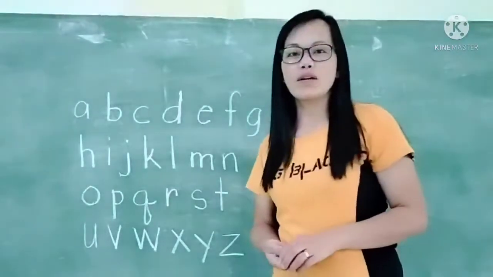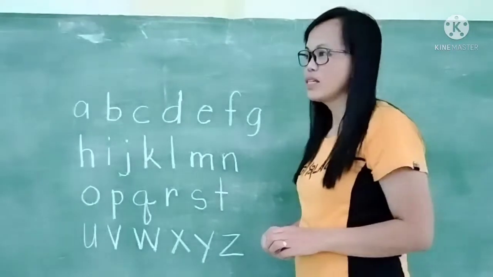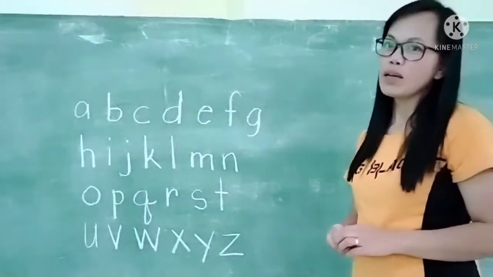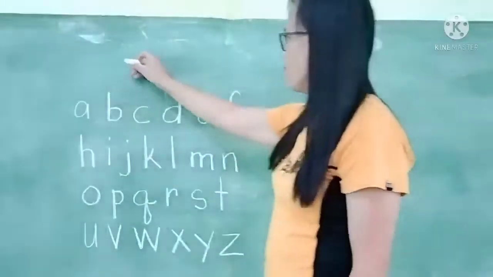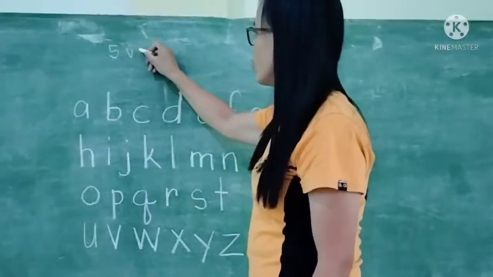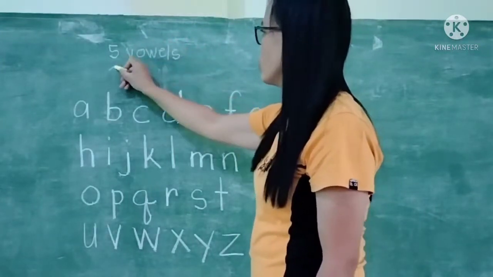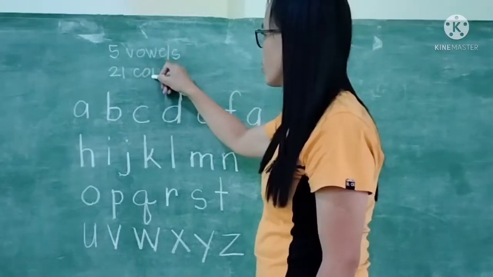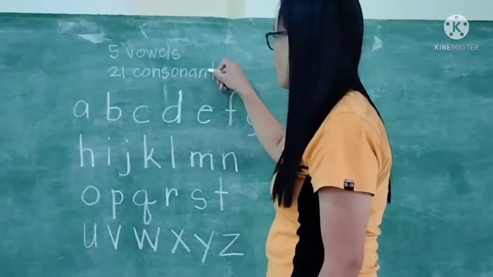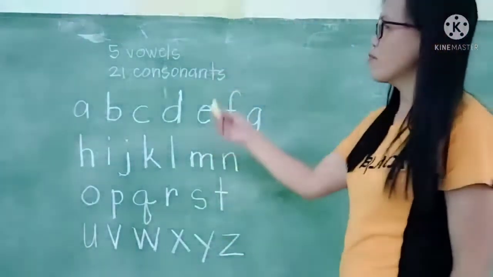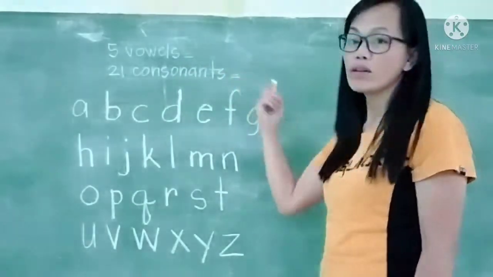For today's video, we are going to discuss first about consonants and vowels. So in the English alphabet, we have 26 letters. We have 5 vowels and 21 consonants. So let us find out what are these 5 vowels and what are these 21 consonants.